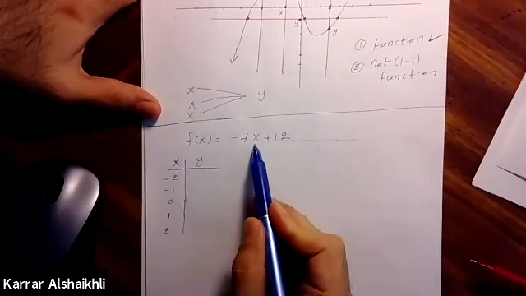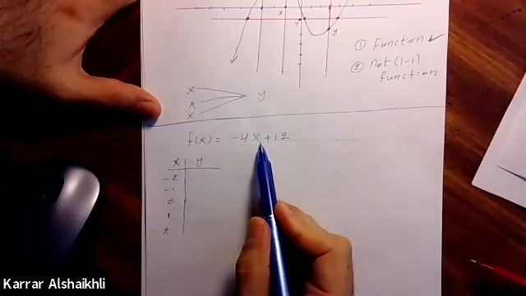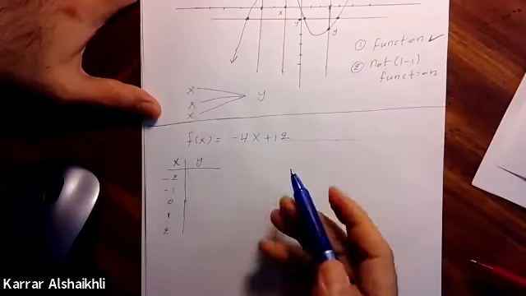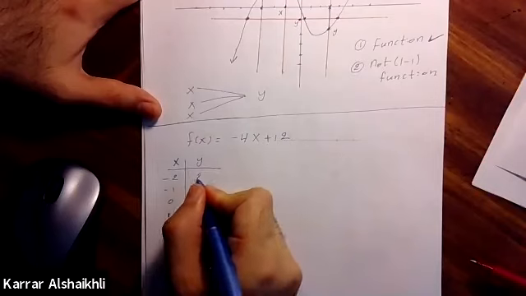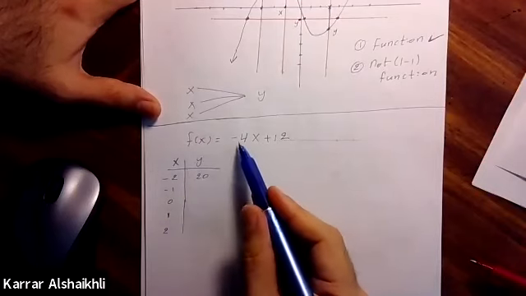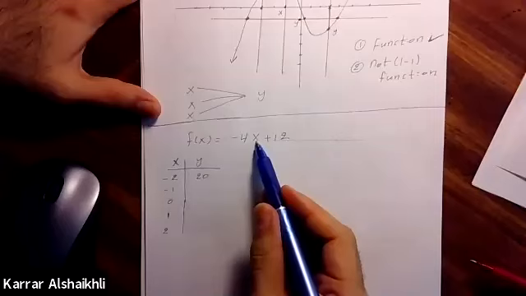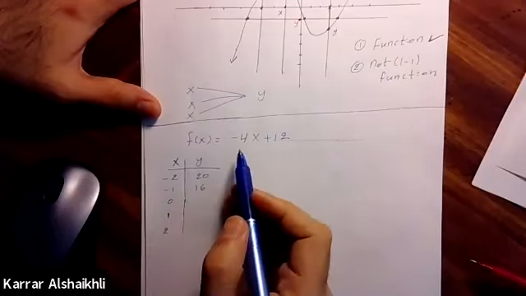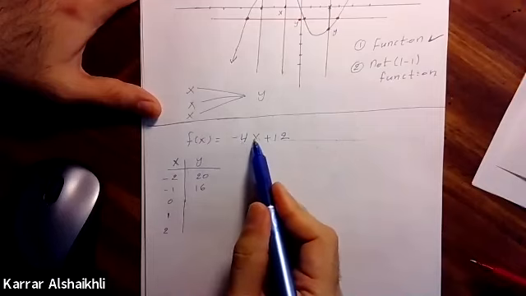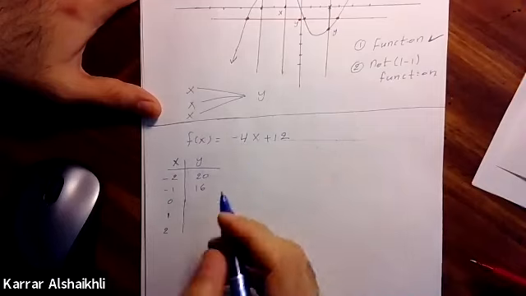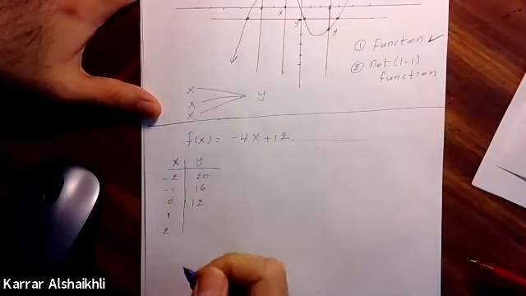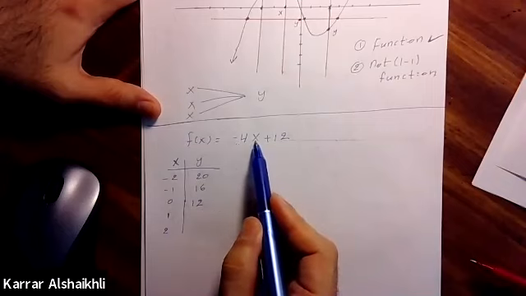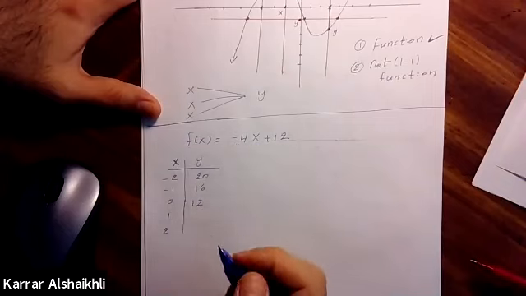So when you plug in -2 here, it's going to be -4 times -2, which is 8, plus 12 is going to be 20. -1 is going to be -4 times -1, which is 4, plus 12 is going to be 16. Plug in 0: -4 times 0 is 0, plus 12 is going to be 12. And plug in 1: -4 times 1 is -4, plus 12 is going to be 8.